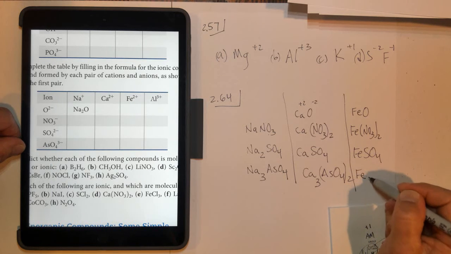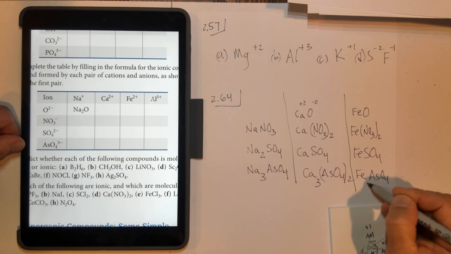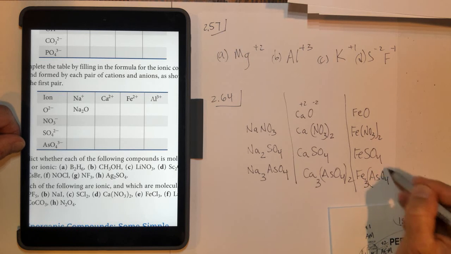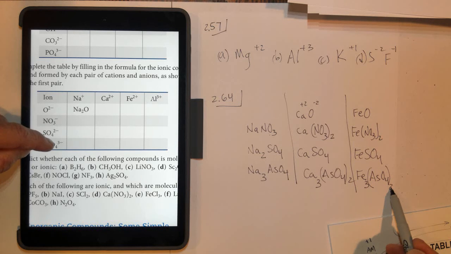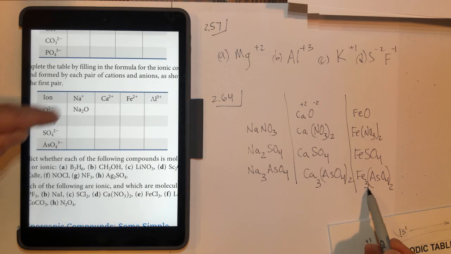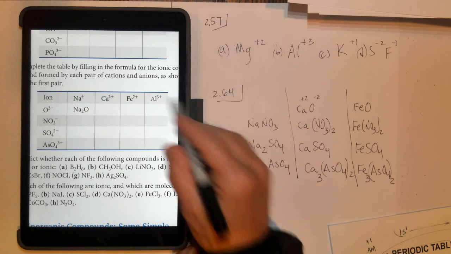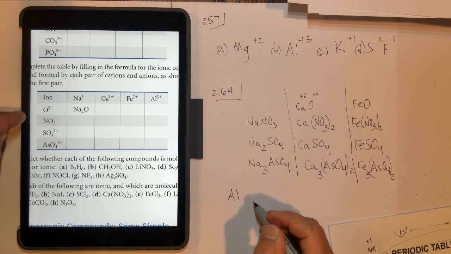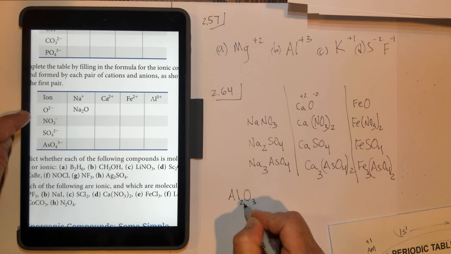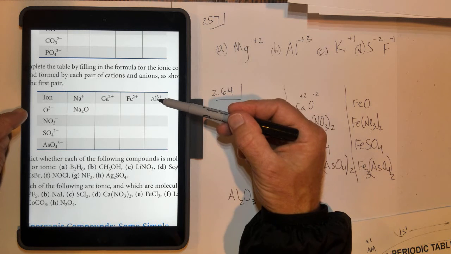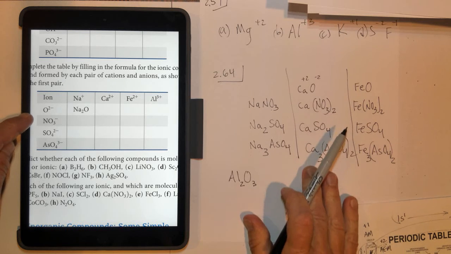And in the last one, we would have a positive 2 Fe going with an AsO4. I would have to have 3 of these Fes and 2 of these AsO4s, because this times 3 would give me positive 6, and this times 2 would give me negative 6. The last column right here, aluminum would go together with the oxygen. I would have to have 3 of the oxygens and 2 of the aluminums, because that would give me a plus 6 charge right here and a negative 6 charge right here.